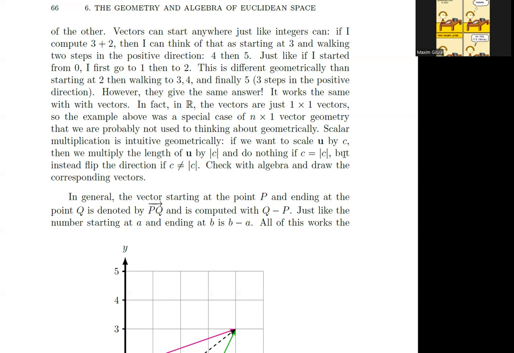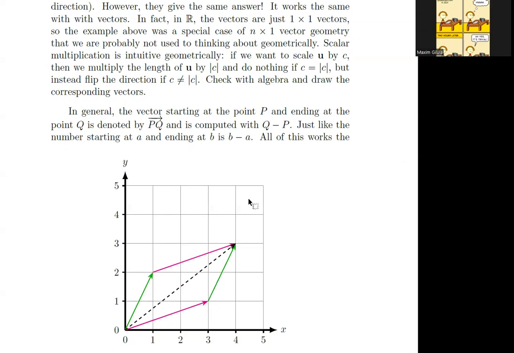And to scale a vector, we just multiply it by a constant c. Geometrically, that means you multiply the length of it by c. We haven't talked about length yet. And if c is negative, then you also flip the direction, and we haven't talked about direction yet. In general, the vector starting at p and ending at q is denoted by pq and is computed with q minus p. So for example, this vector starts at 1, 2 and ends at 4, 3. So this vector v is 4, 3 minus 1, 2, which is 3, 1.